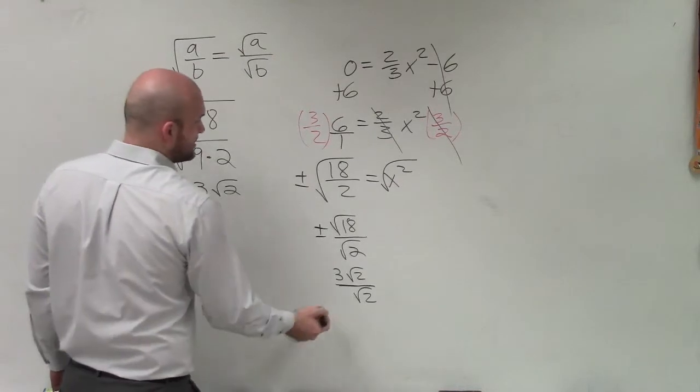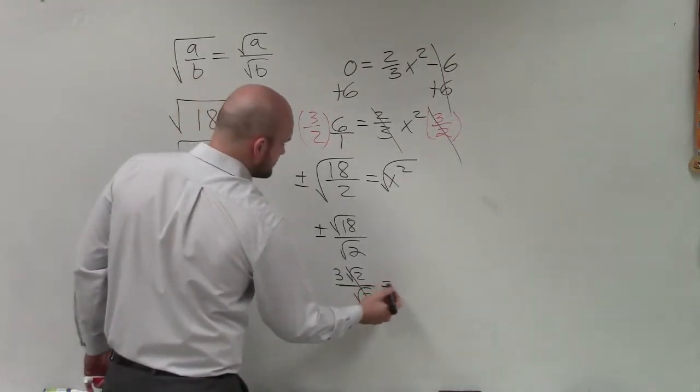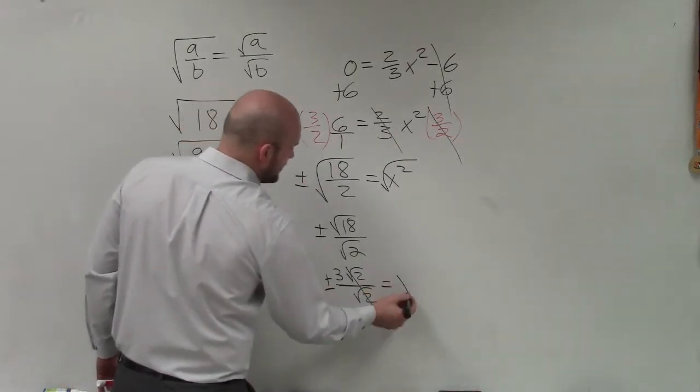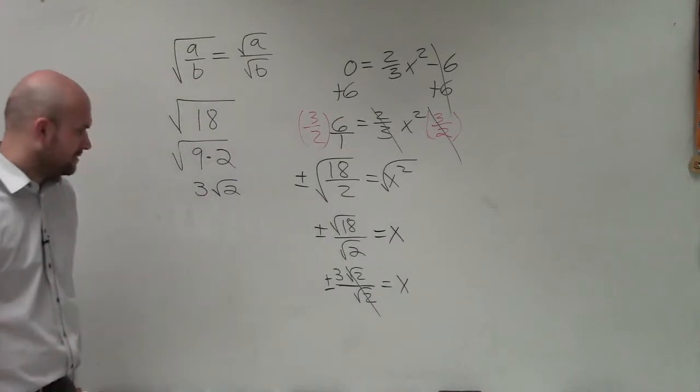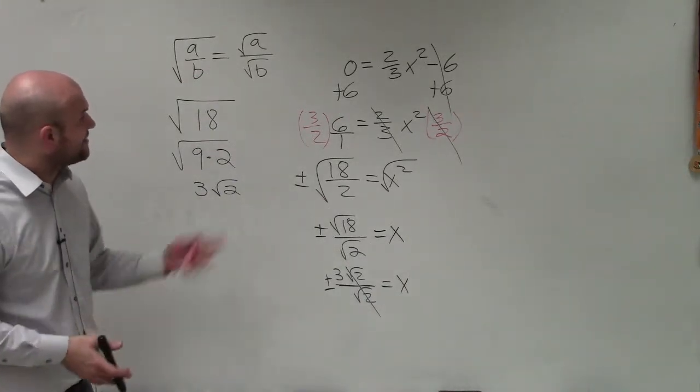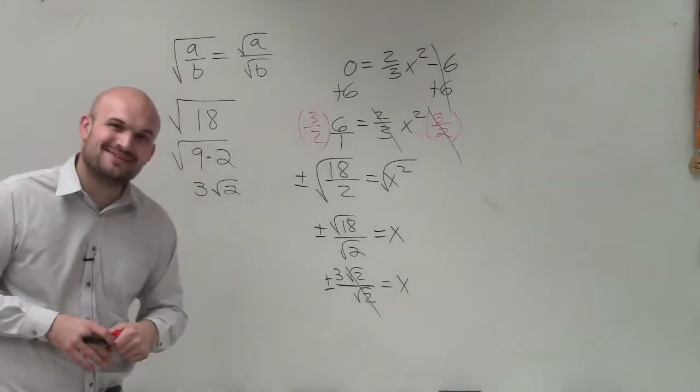So now I can see this when I multiply this out, those cancel, and that's positive and negative 3 equals your x value. OK? So there you go, ladies and gentlemen. That is how you solve an equation by using the square root method.